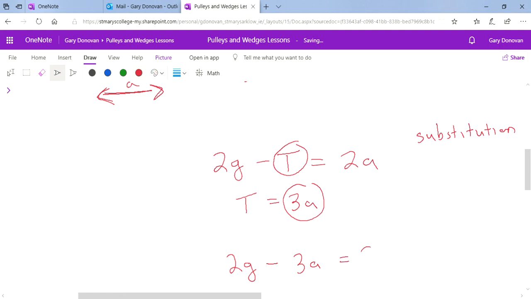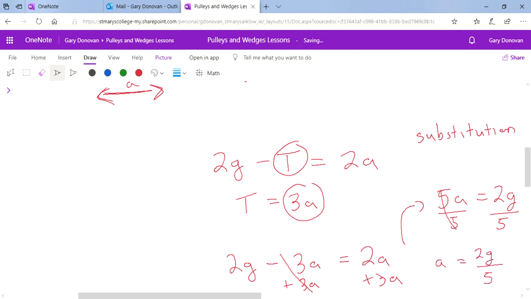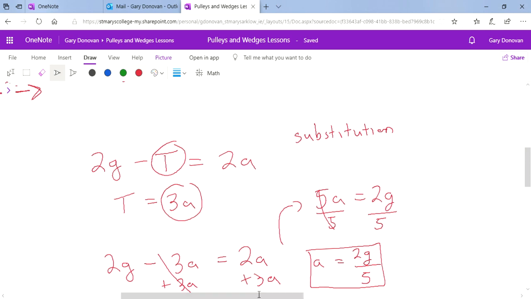Add 3A to both sides, and we get 5A equals 2G. Divide both sides by 5. Remember the question was to find A. They cancel, so A equals 2G over 5, and you can leave your answer like that. You can put it into a calculator, but usually your answer is more accurate if you just leave it as a fraction. So our unit of acceleration, remember, is meters per second squared. And that's your answer to part 1.